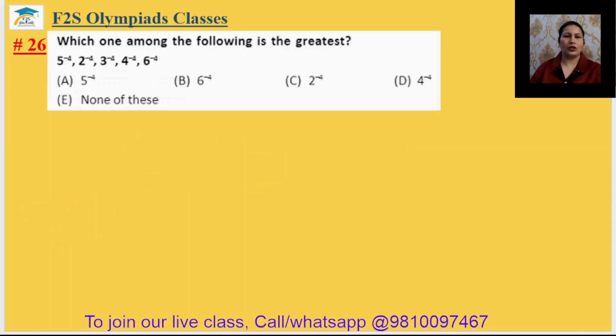Okay. Now come to question number 26. Which one among the following is greatest? To find the greatest value, we can see all the powers are the same, but all the exponents are negative numbers. If the exponents are negative numbers, then the base with the smaller value will be greatest among all. So here the answer should be 2 to the power minus 4. That is option C. The 26th answer will be option C.